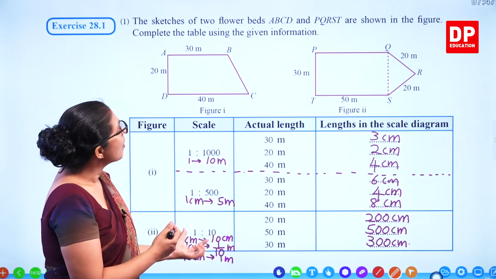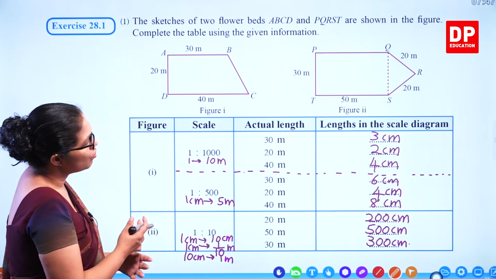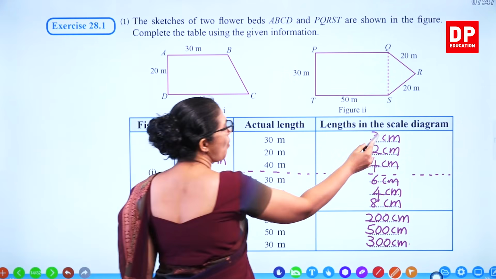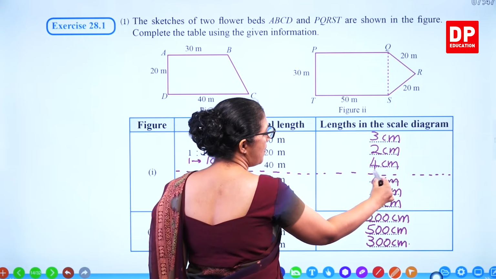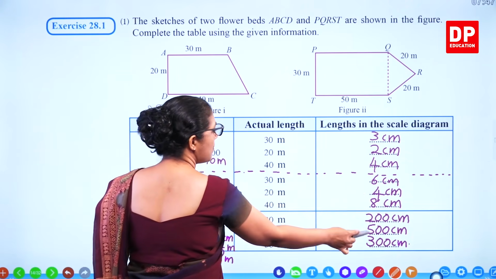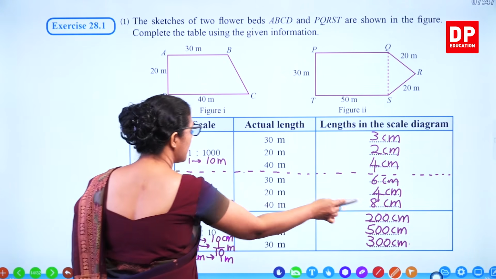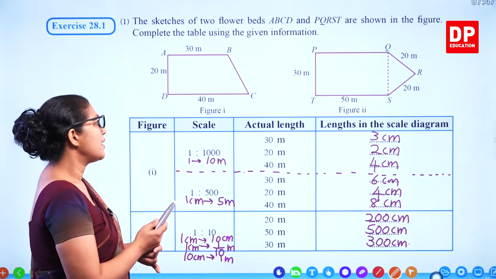So, according to this, which one is suitable? This is too small. This is the best scale, 6, 4, 8. But this is too big. So, 1 to 500 is the suitable one here.